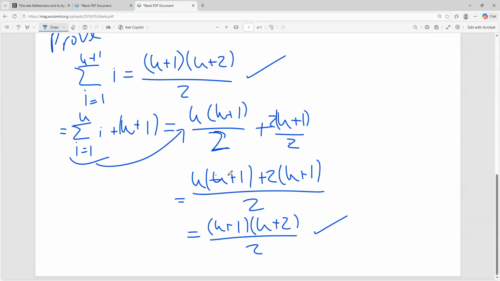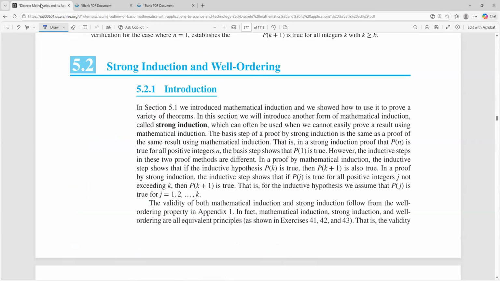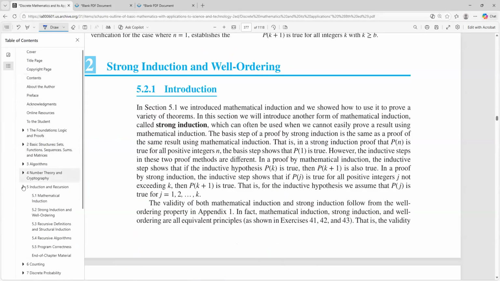Okay. So any other questions about induction? We're going to move on to recurrence relations right now then. If that's the case, let's move on to recurrence.